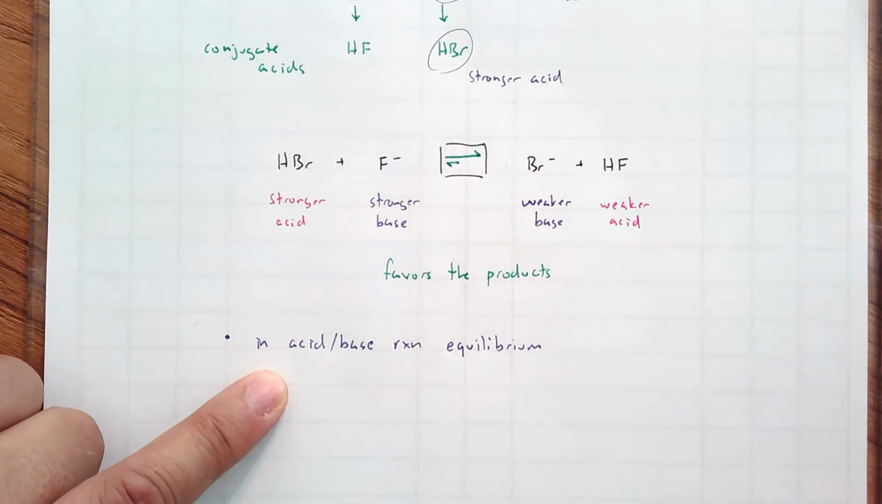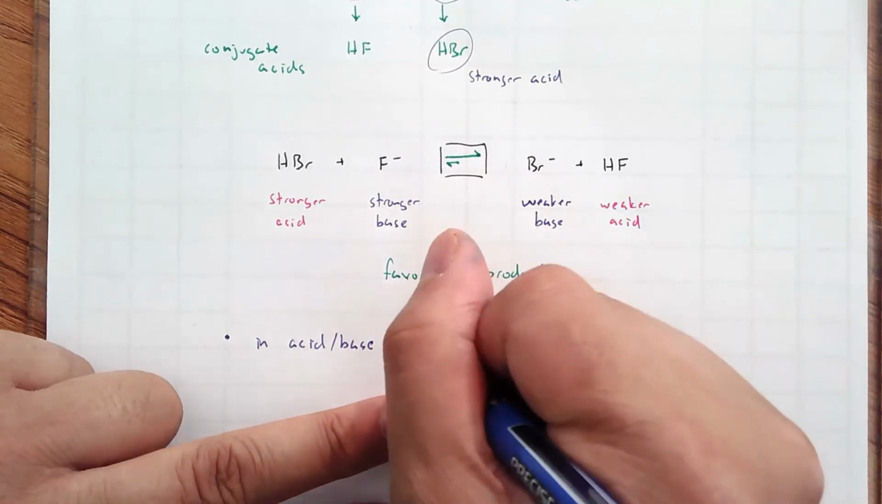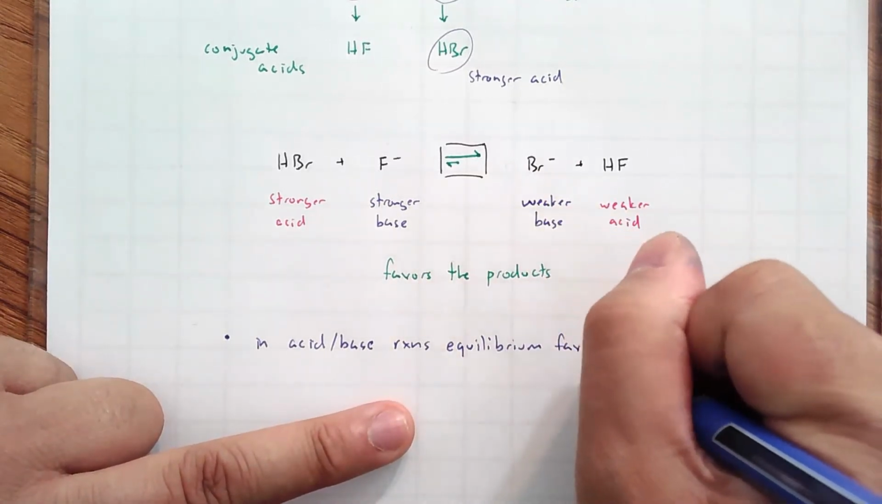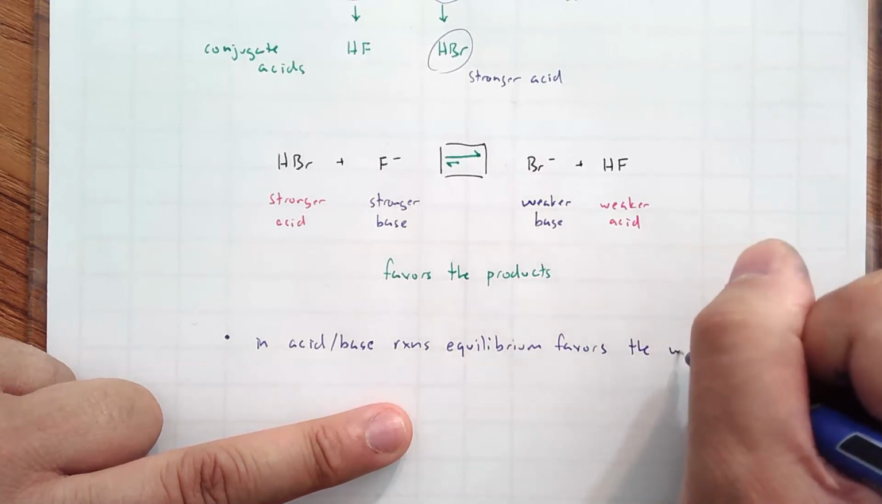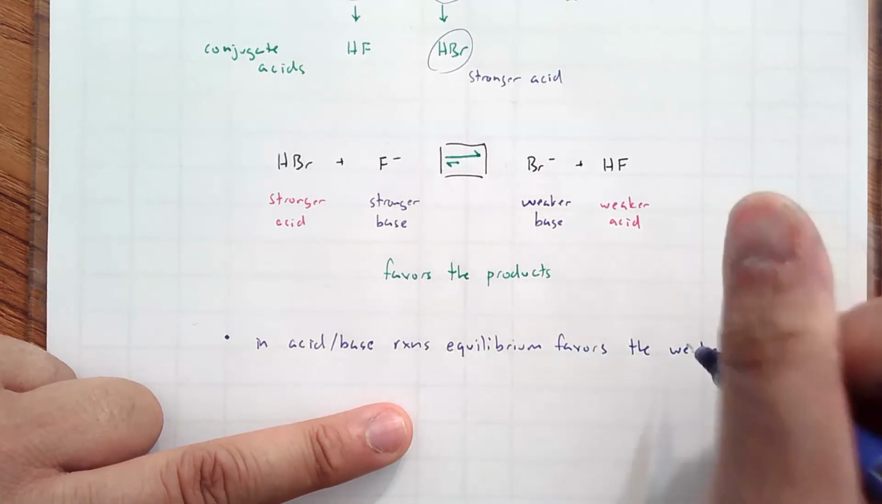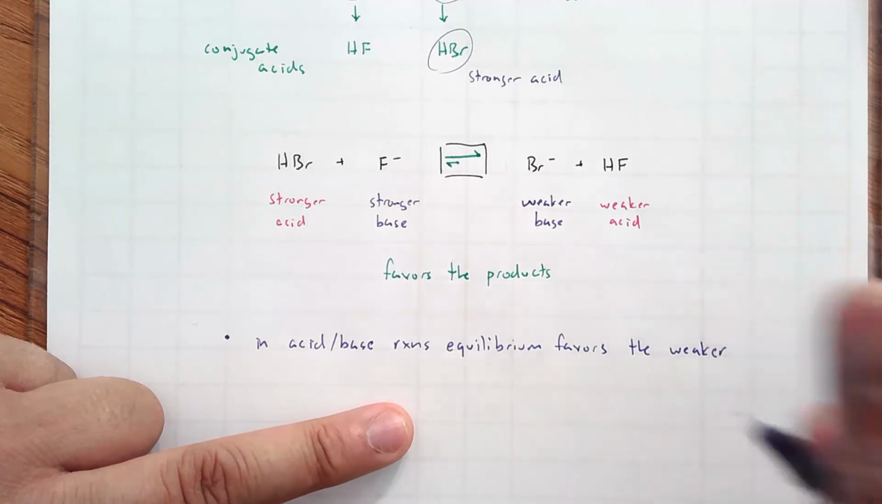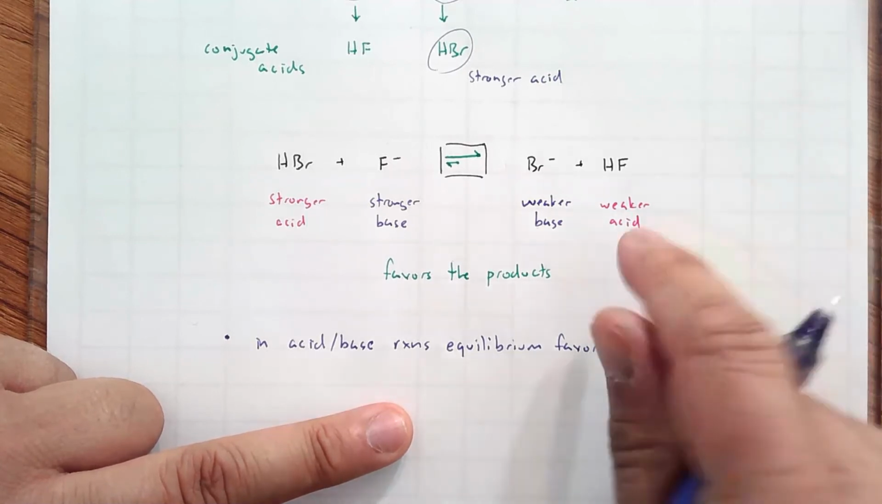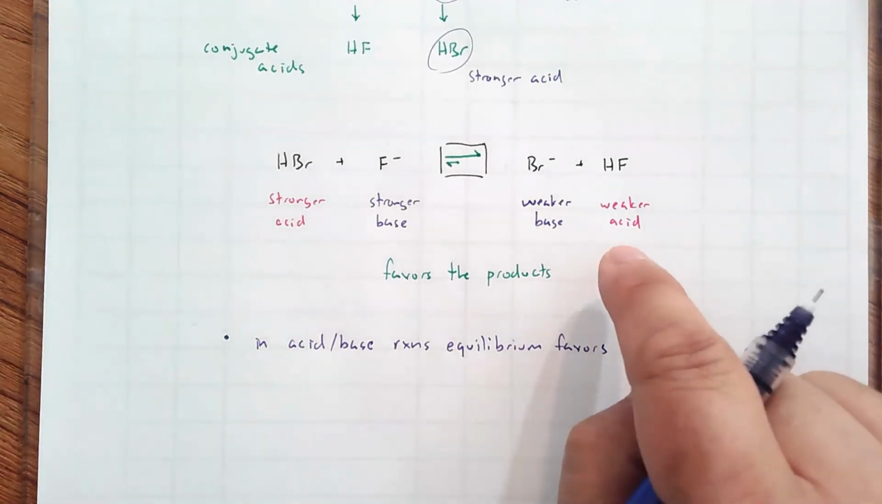And for the bullet point, in acid-base reactions, equilibrium favors the weaker side. Honestly, I always say the weaker acid. But you could also say the weaker side or the weaker acid base.